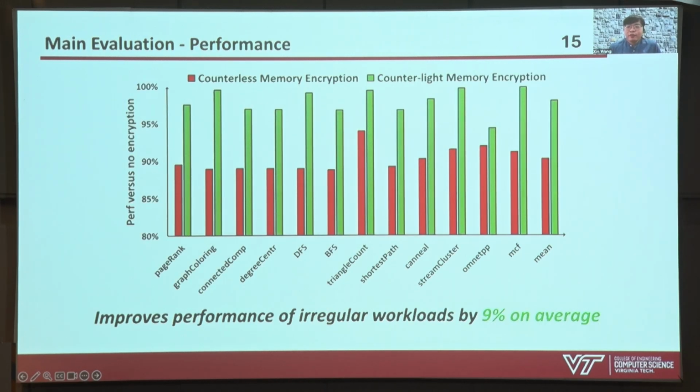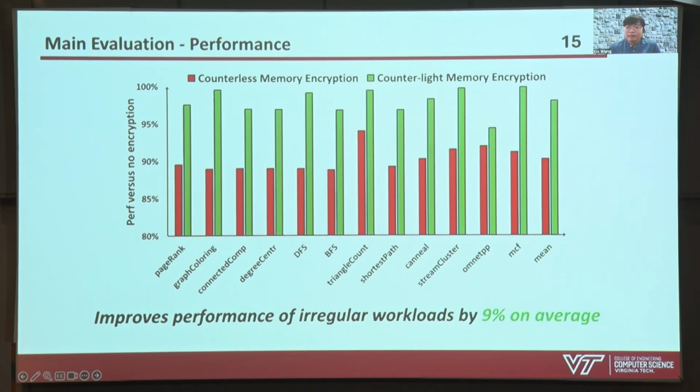We also evaluate the performance of counterless and CounterLite. Counterless only provides 90% of the performance of no encryption. CounterLite improves the performance from 90% to 98% on average. Most benchmarks achieve a speedup of more than 7.5%.